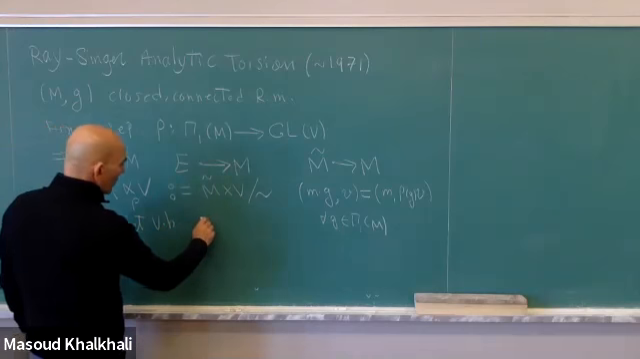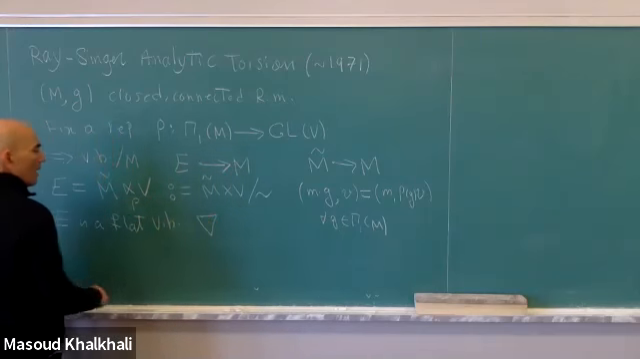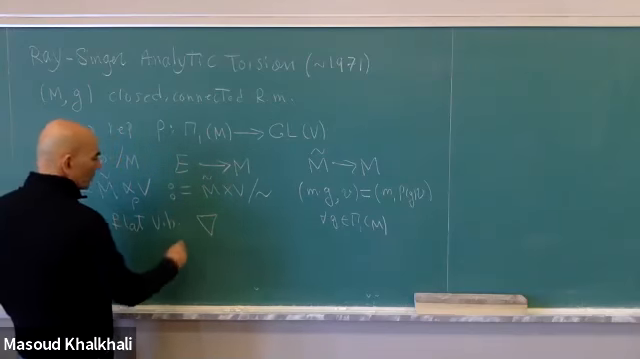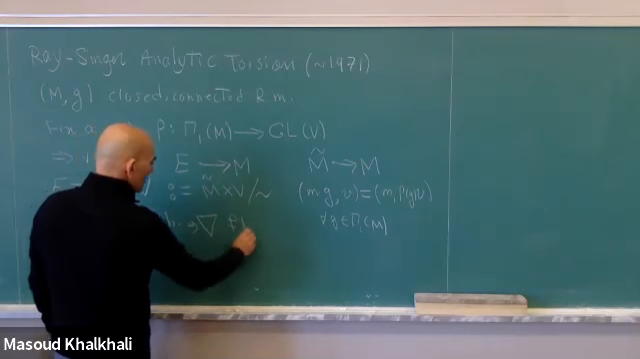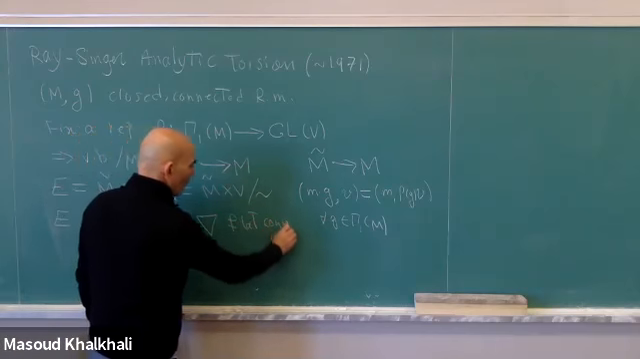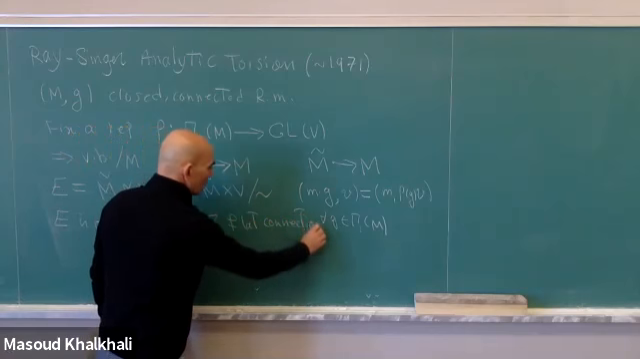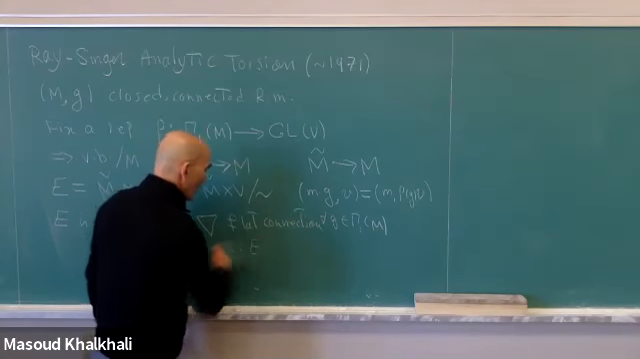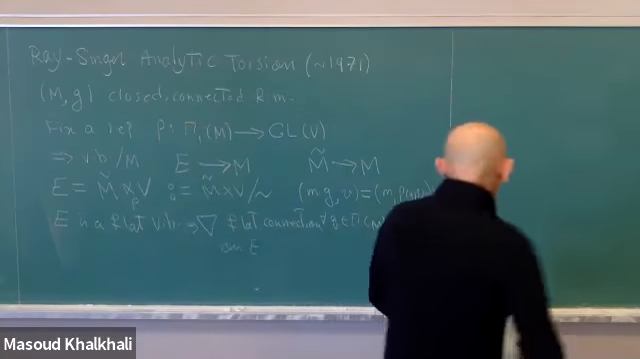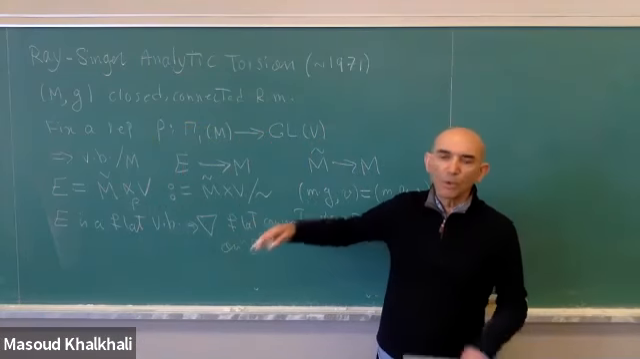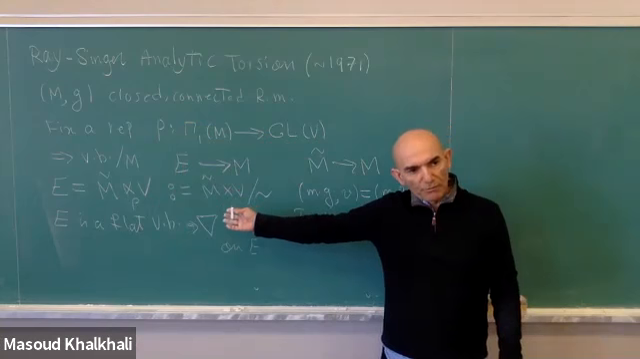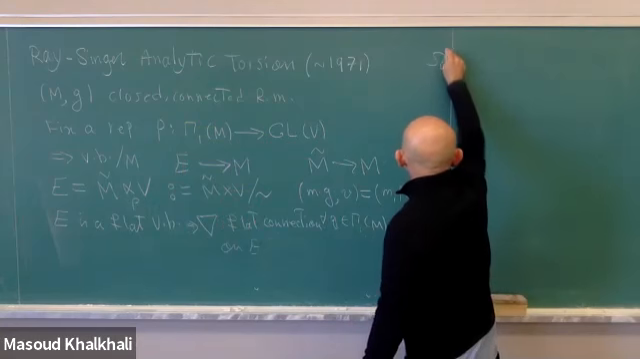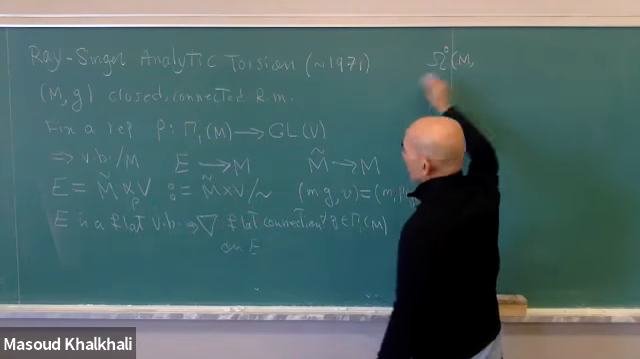In other words, there exists a connection on this bundle, which I denote by nabla. It is a flat connection on E. Now, in general, when you have bundles, you can extend the whole differential form business to differential forms with coefficients in this bundle. So we can define the de Rham complex with coefficients in E.